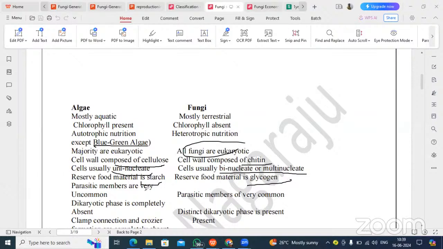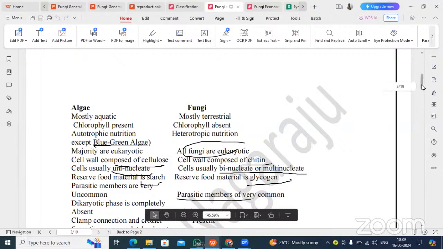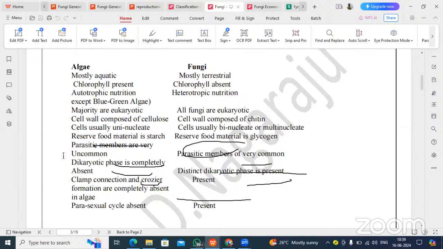There are almost no parasites in the algae, but most fungi are very common parasites. Here the dikaryotic phase is present in the fungi, which is not there in the algae. Dikaryotic phase means, as I already told you, whenever clamp connections happen. A clamp connection means, if a thallus has septa, there is a bridge, like a highway, an outer ring road formed between the two adjacent cells, so that it bypasses the nucleus and cytoplasm from one cell to the other cell, not the stage where the septa are stopping.